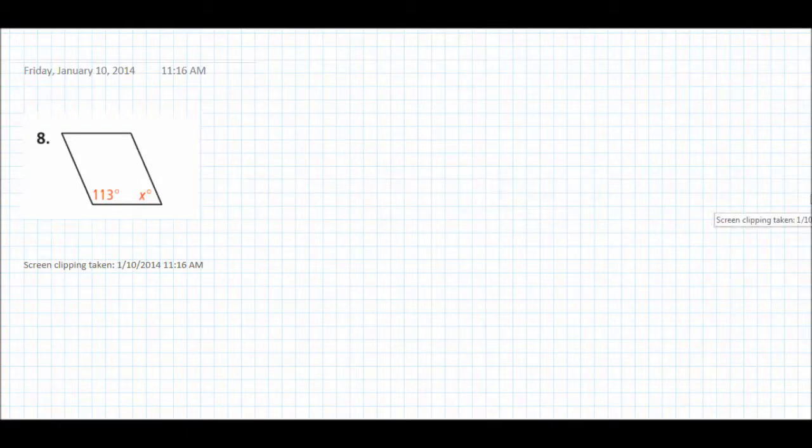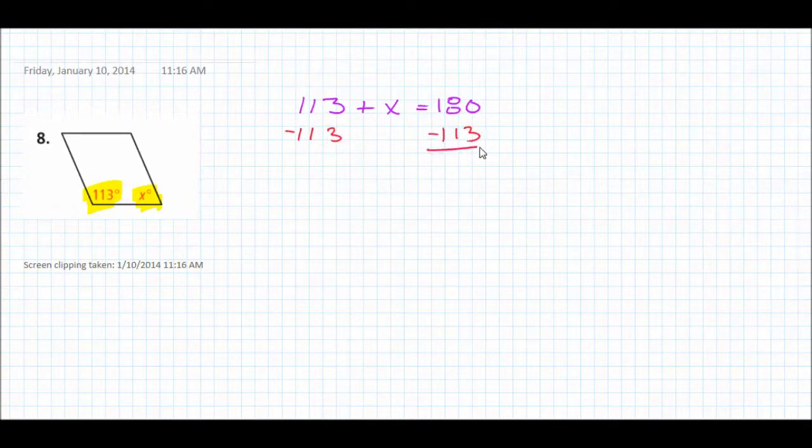Number 8. A parallelogram has two consecutive angles. The two consecutive angles over here are 113 and x. So we know consecutive angles of a parallelogram must be supplementary, which means they have a sum of 180. So we can write this equation as 113 plus x equals 180. Subtract 113 from each side so we can get the variable by itself, and we get x is equal to 67.